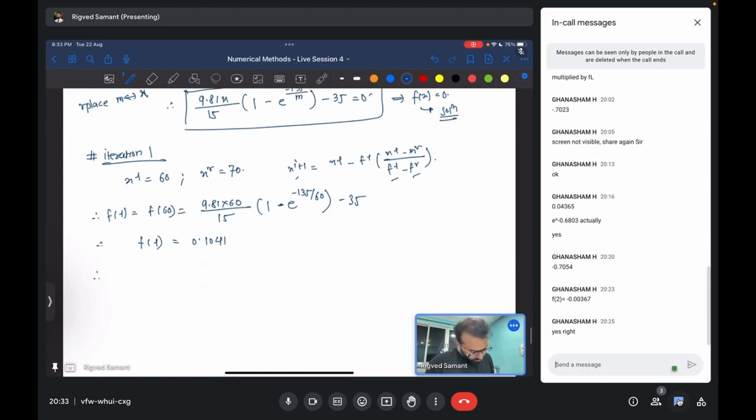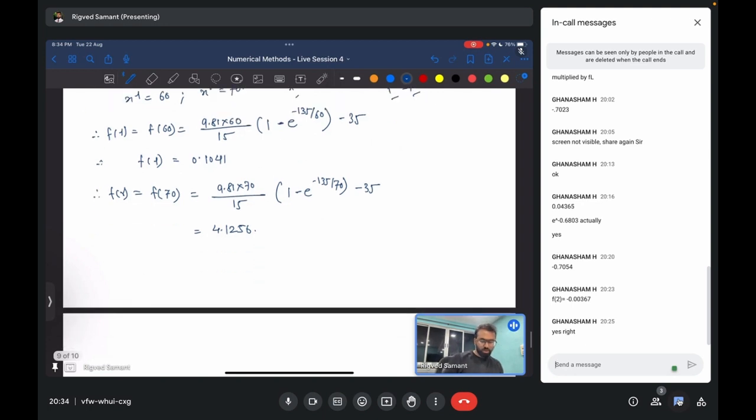Similarly, FR, f of 70. So you will put 9.81 into 70 divided by 15, 1 minus e raised to minus 135 divided by 70 minus 35. What we will get? 4.1256. This is your FL and FR value.